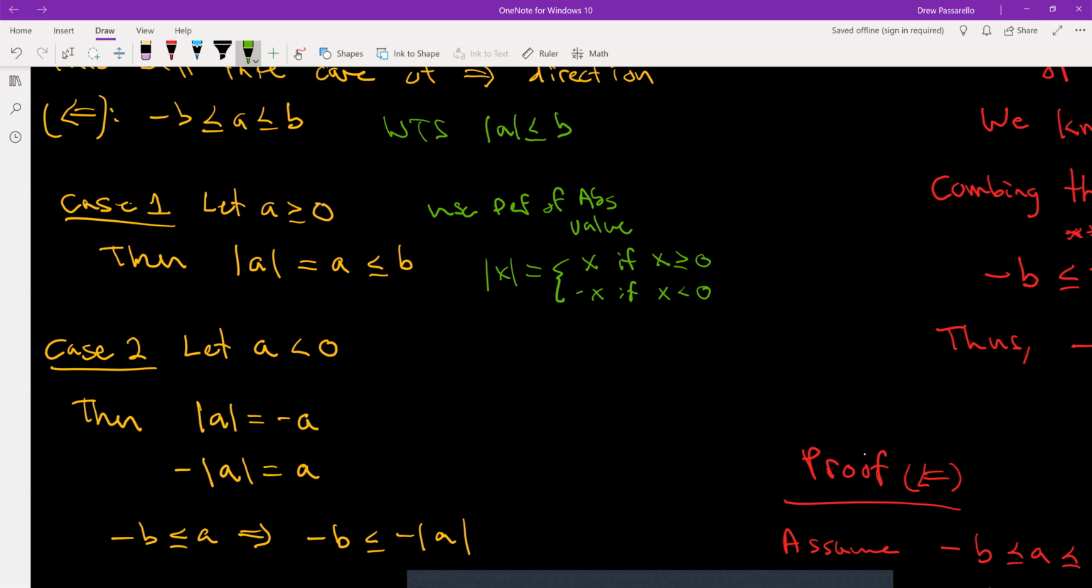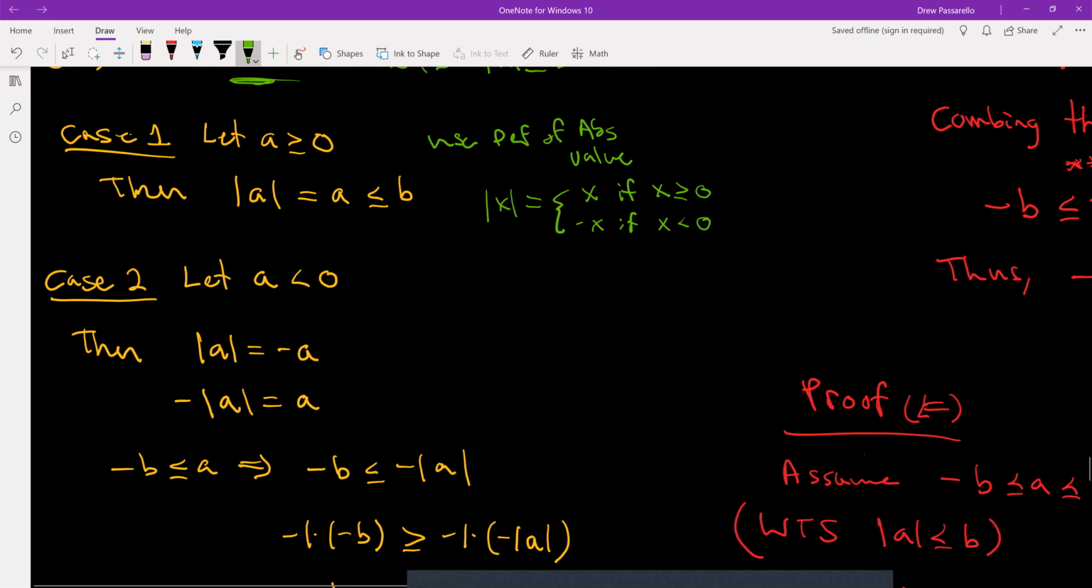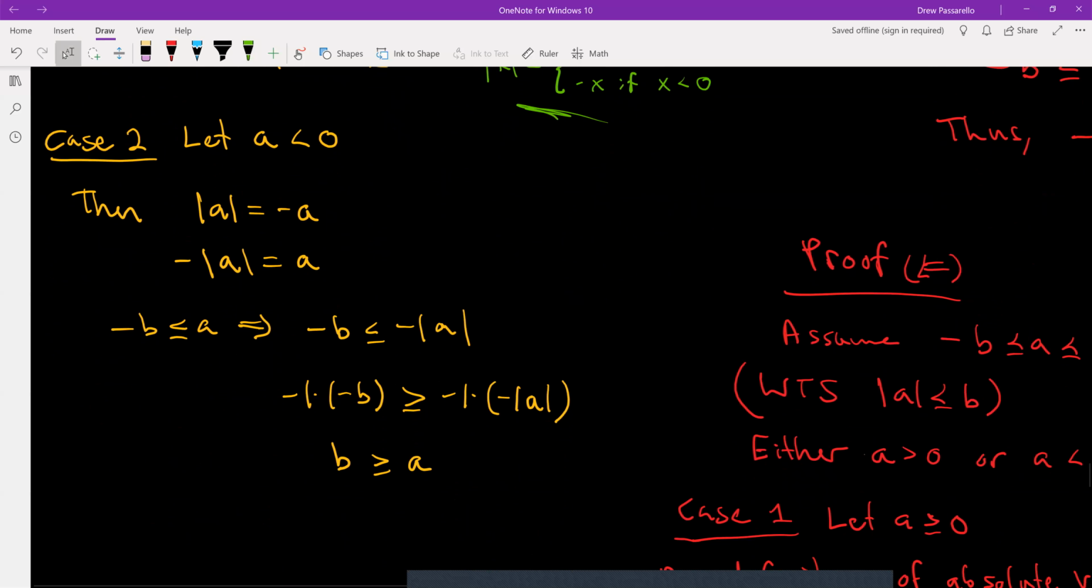So that's why I have case 1, let a be greater than or equal to 0. Then the absolute value of a is equal to a, which we know is less than or equal to b, because that's part of our assumption. The other case would be if a is less than 0. So then the absolute value of a is equal to negative a, just by the absolute value definition, which then means negative absolute value of a is equal to a.